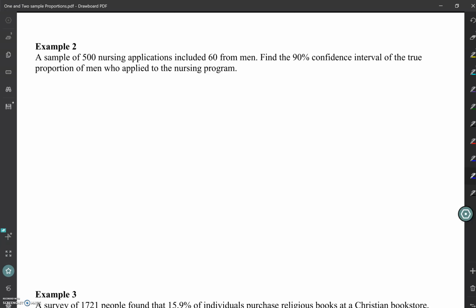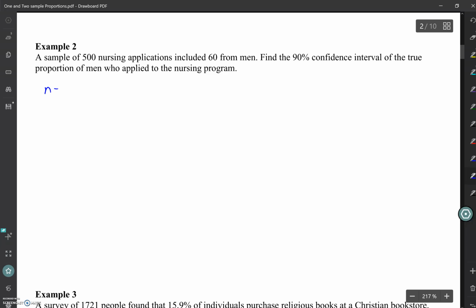So suppose 500 nursing applicants include 60 from men. Find the 90% confidence interval for the true proportion of men who applied for the nursing program. So what can I identify? N is 500. Okay. X is 60. And my confidence level is 0.9.